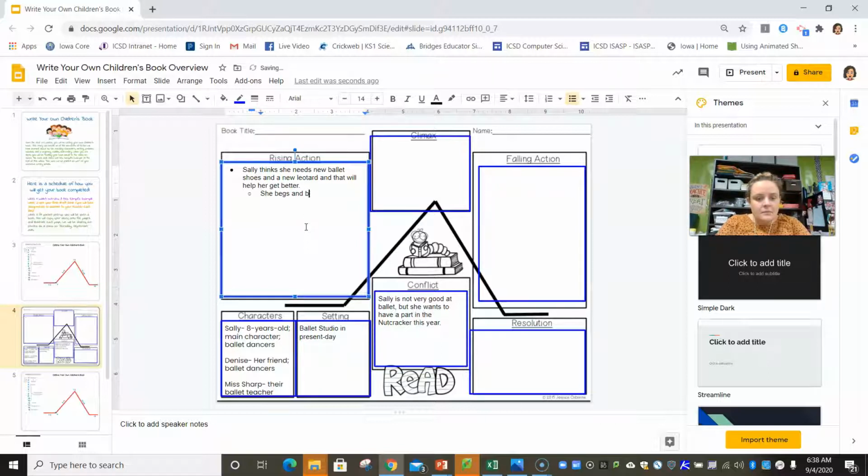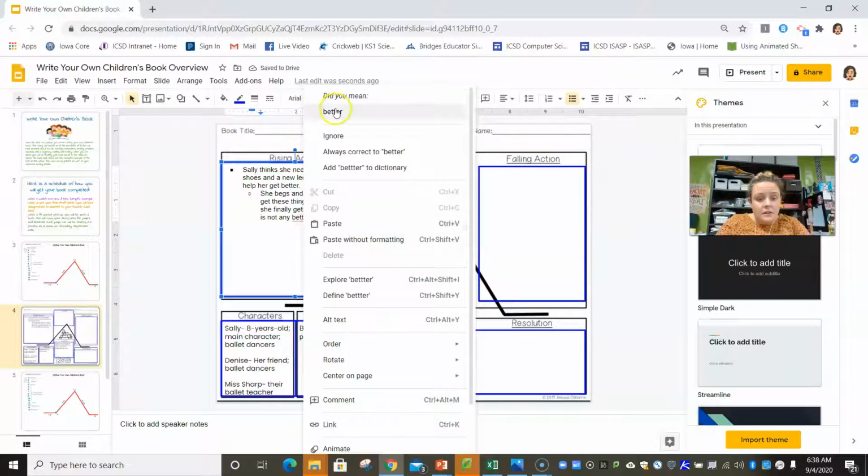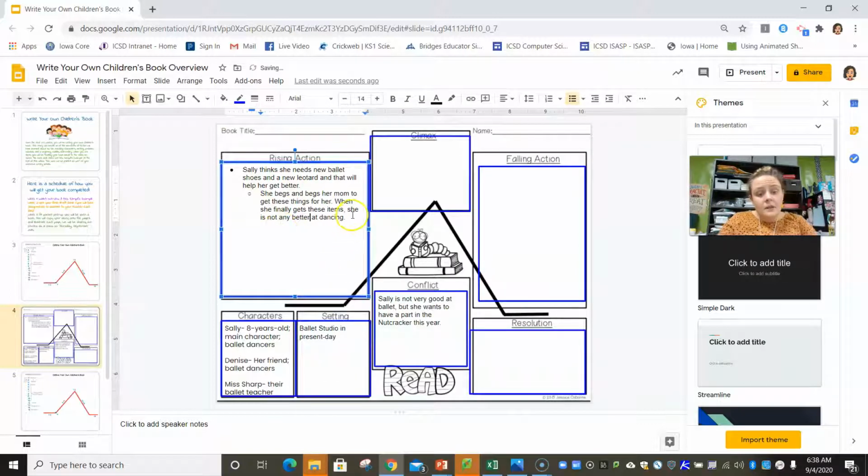She begs and begs her mom to get these things for her. When she finally gets these items, she is not any better at dancing. So we've had one attempt to solve the problem, and it didn't work. Okay.